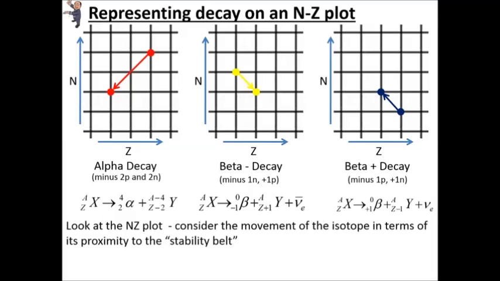And really the key idea of this lesson is for you to go back, look at the N-Z plot and consider the movement of the isotope in terms of its proximity to the stability belt, and your understanding will improve, because you will see that beta-negative, beta-positive and alpha are all moving the isotopes towards the stability belt. So hence an unstable isotope is attempting, if you like, to make itself more stable.